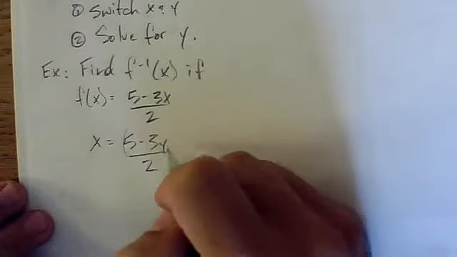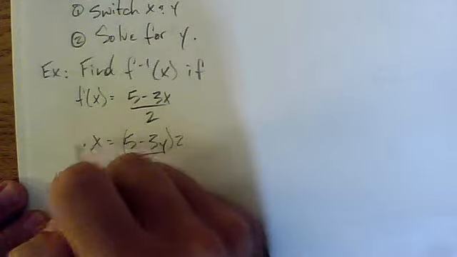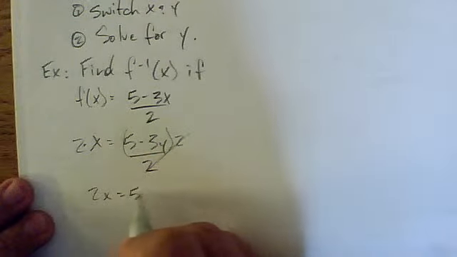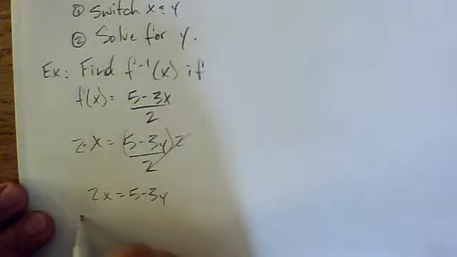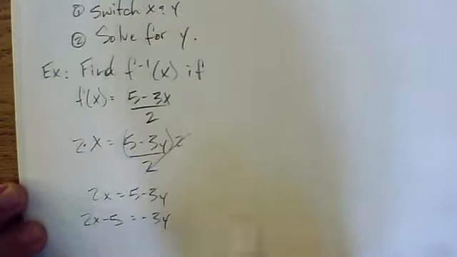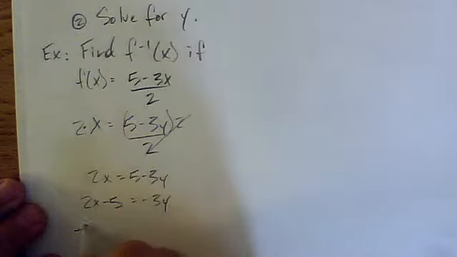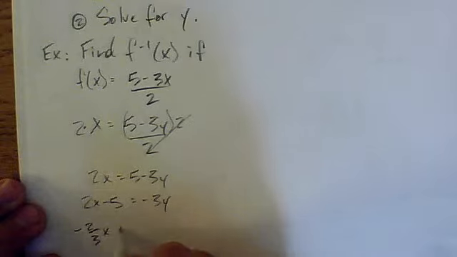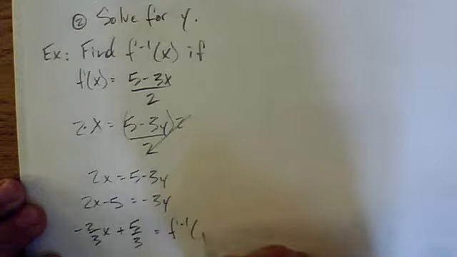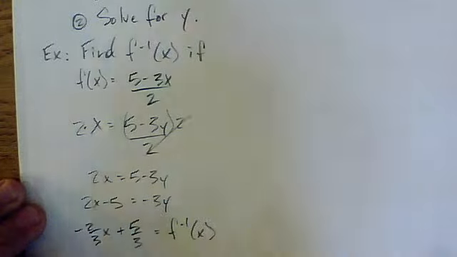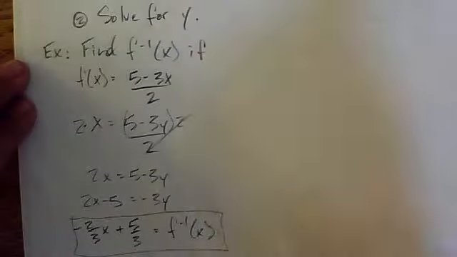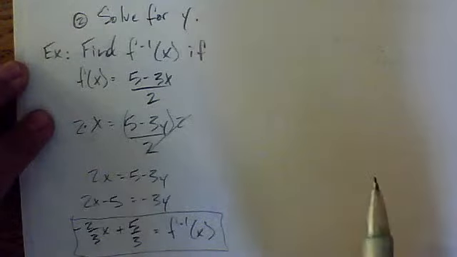And then solve for y. So multiply both sides by 2. So I get 2x is equal to 5 minus 3y. Subtract the 5. And then divide by -3. And you just found the inverse function. You started with a linear and you ended with a linear.